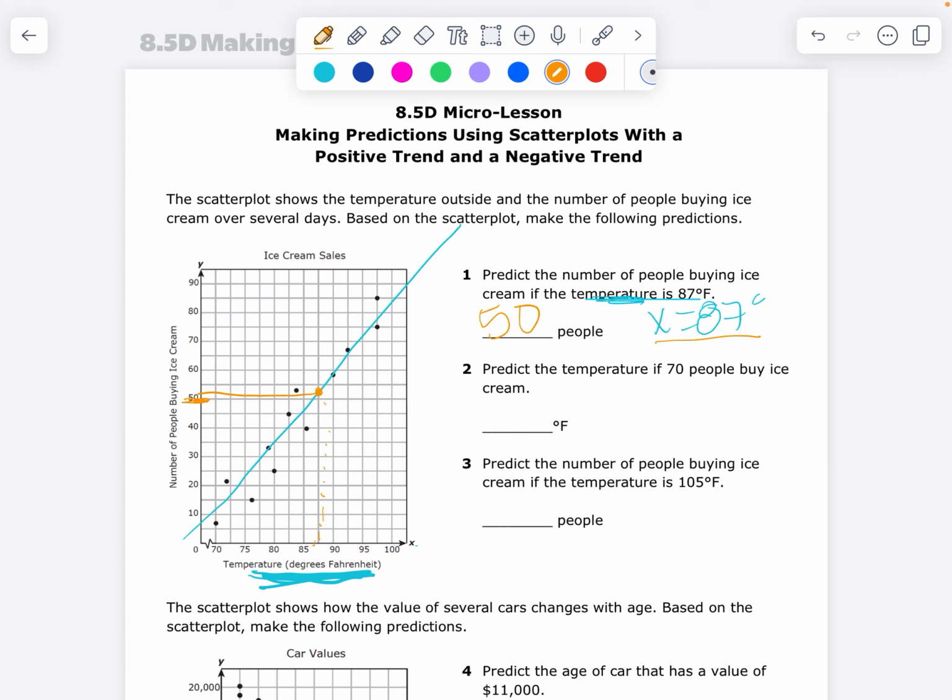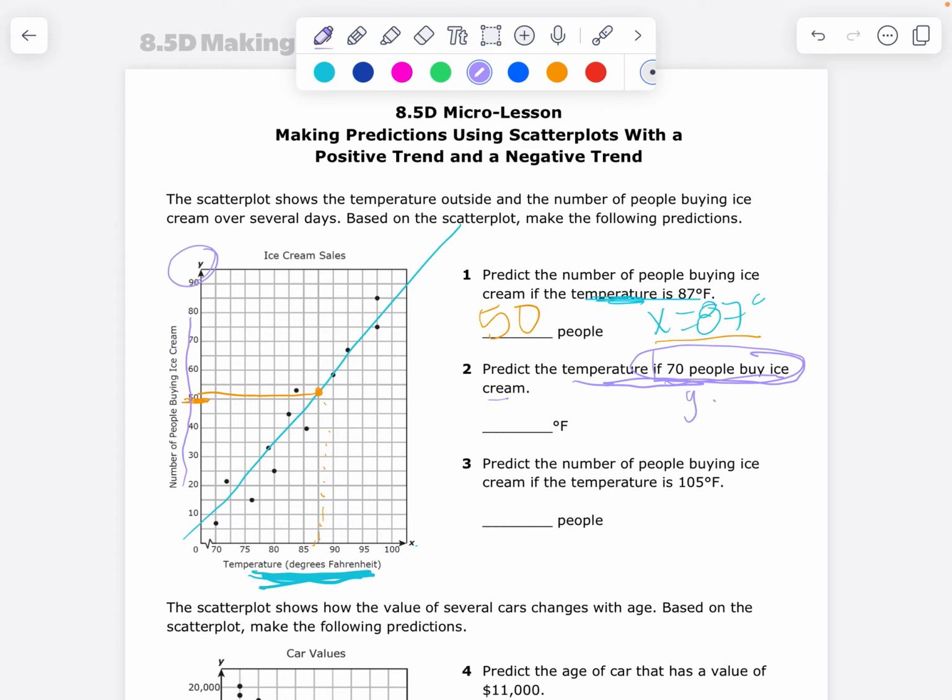All right, the next one says, make a prediction: predict the temperature if the number of people buying ice cream is 70. Okay, so 70 people are buying ice cream. So who is buying ice cream, the X or the Y? The number of people is going to be your Y.